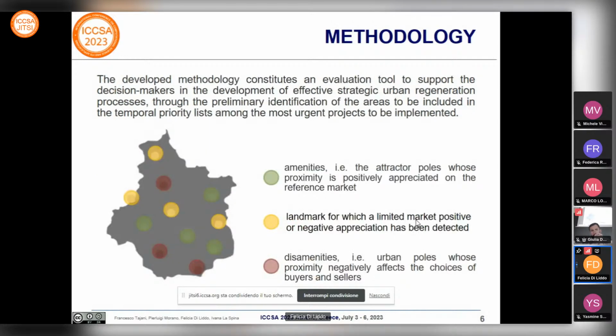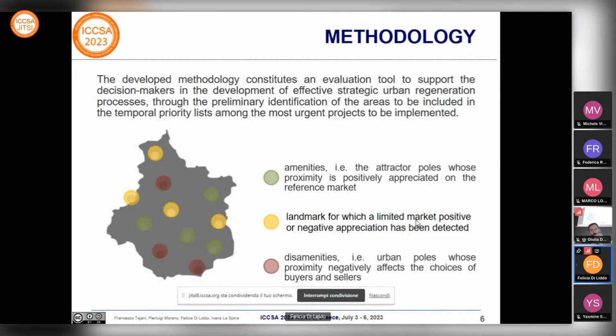In the present research, a logical model for the identification of the warning areas is proposed. Given an urban area to be renovated, the methodological approach starts from the detection of the main existing architectural, historical, environmental emergencies in order to investigate the appreciation of the reference market for the higher or lower proximity to each considered urban pole.